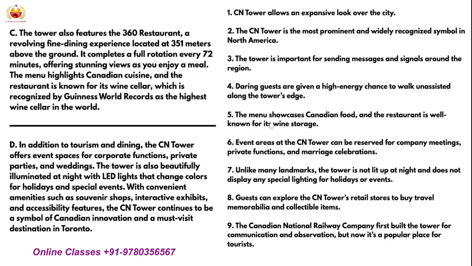Now we'll check the remaining ones. Sixth, event areas can be reserved, so there is no information about company meetings or private functions, not at all, so we will not put it C. Seventh, a lit up area, there is no information about it. Then eighth, guests can explore retail stores. So far they are talking about food, but there is no information about stores, so that is also not C. Ninth is already done.